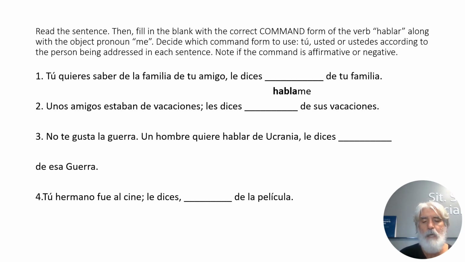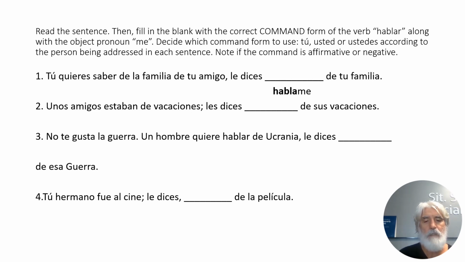And also look, the first A should have had an accent mark on it. I forgot to include that, just so you know. Let's look at number 2. Unos amigos estaban de vacaciones. So we read the sentence to get our context. Some friends were on vacation.